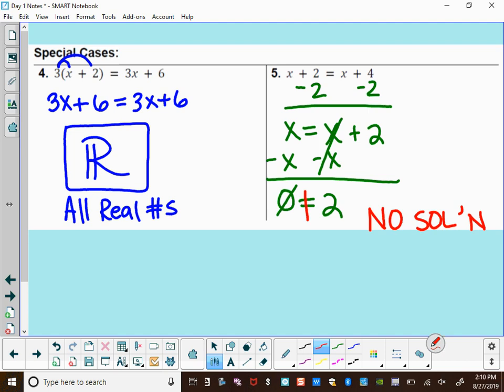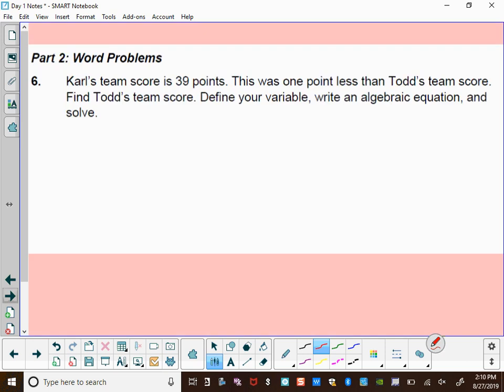All right, so Carl's team score is 39 points. This was 1 point less than Todd's team score. Find Todd's team score, define your variable, write the algebraic equation, and solve.